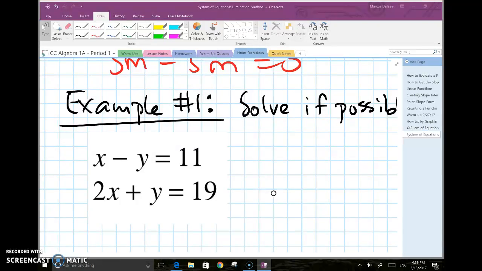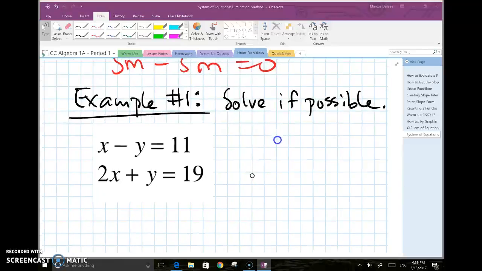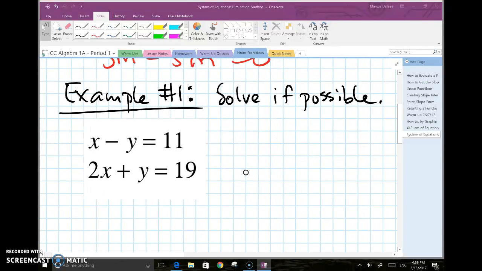So in example 1, where we have to solve if it's possible, what we have to do is examine both types of variables and then decide whether or not one is ready to eliminate or not. And if it is, then we go ahead and do it right away. So let's take a look at, first of all, our x's over here. Our x's, we have x and positive 2x.